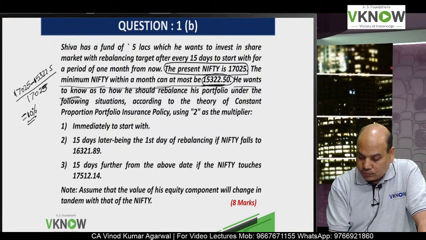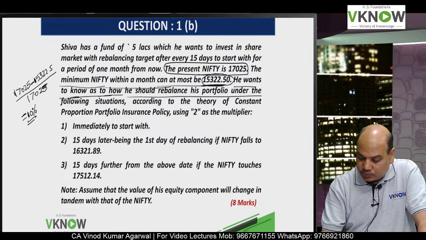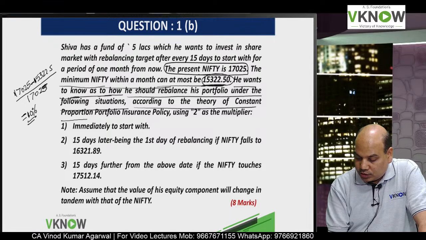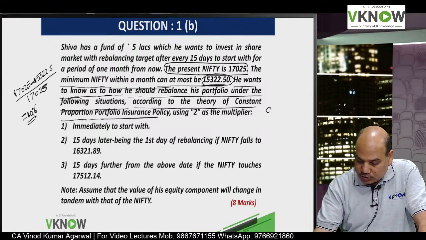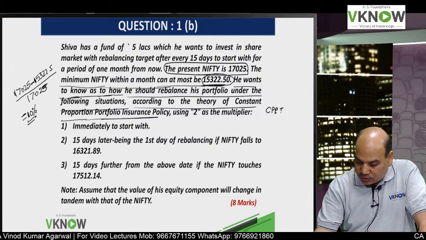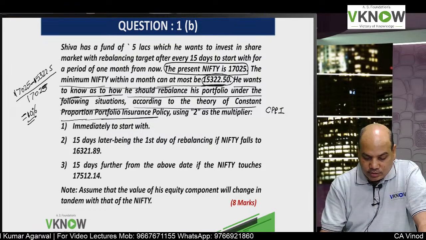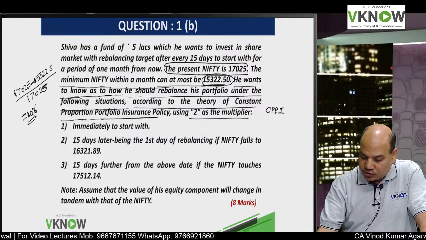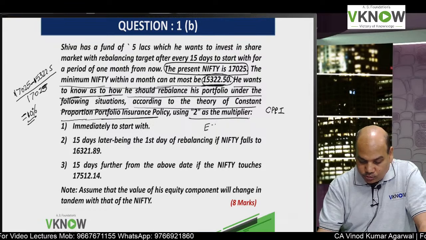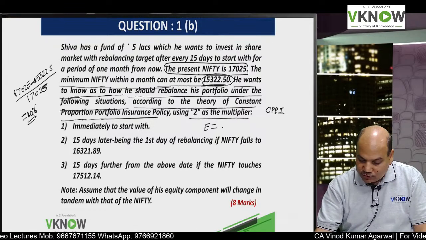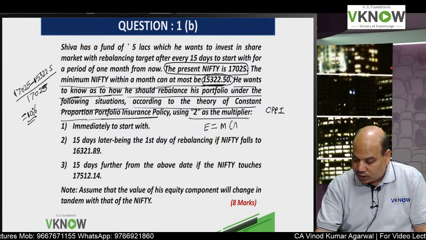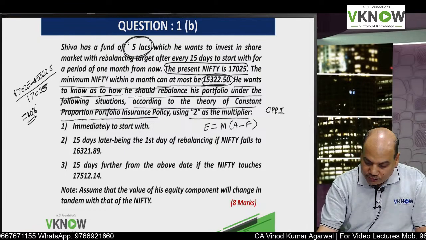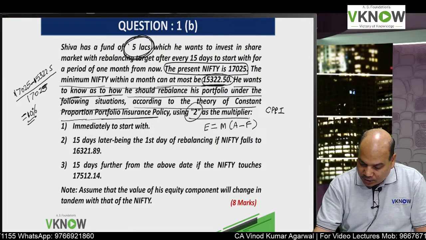He wants to know how he should rebalance his portfolio under the following situation according to the theory of constant proportion portfolio insurance. This is CPPI. The same question was asked in the exam long back. Now they have repeated it using 2 as a multiplier. In CPPI, the amount to be invested in equity is equal to multiplier into (asset value minus floor value). So asset value today is 5 lakh. Multiplier they have given is 2.